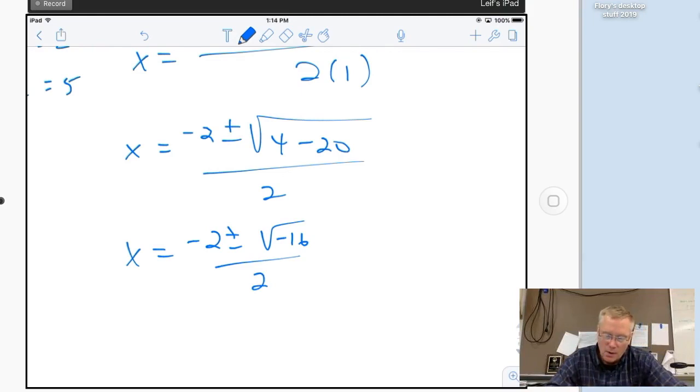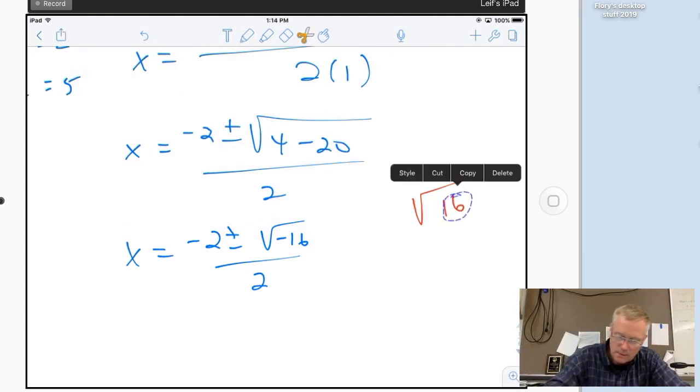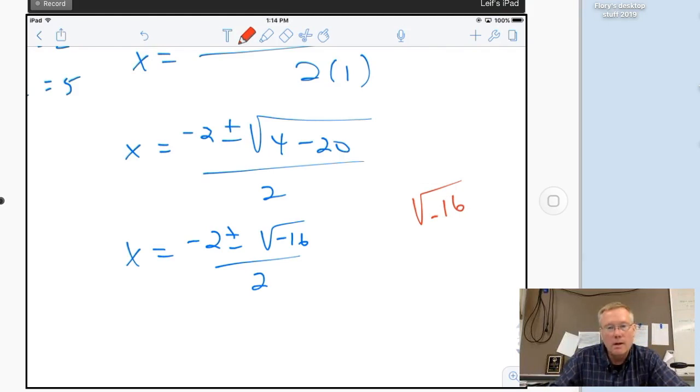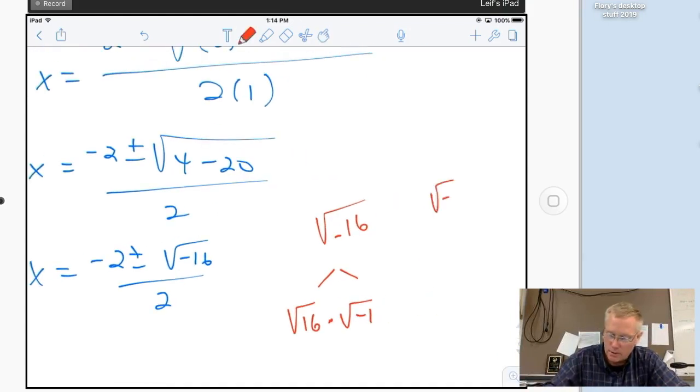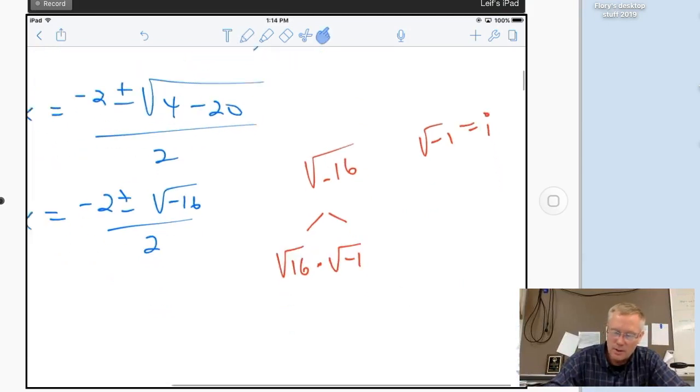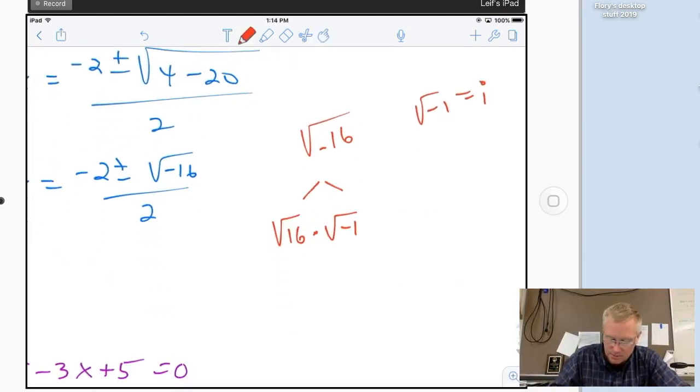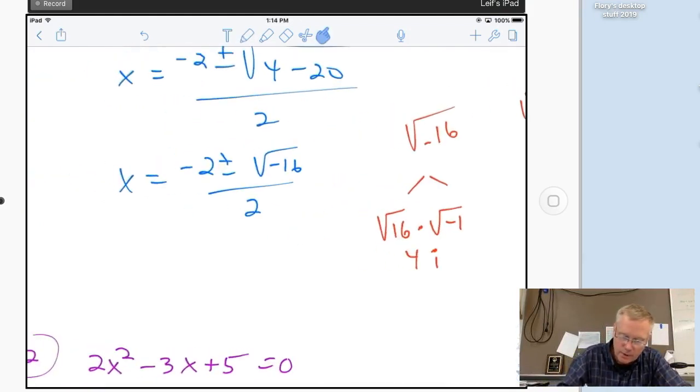Now, a refresher over here. Remember, I'm looking at the square root of negative 16, which means I'm going to get an imaginary number. So here I have the square root of 16 times the square root of negative 1. And a reminder that the square root of negative 1 is i, the imaginary number. That means the square root of 16 is 4, and that's 4i, which is what I'm getting here. So now x equals negative 2 plus or minus 4i over 2.